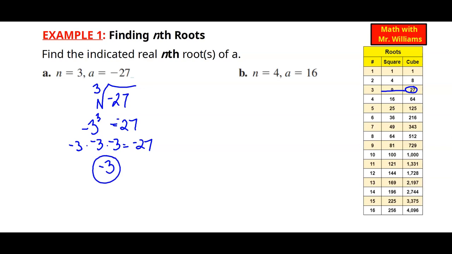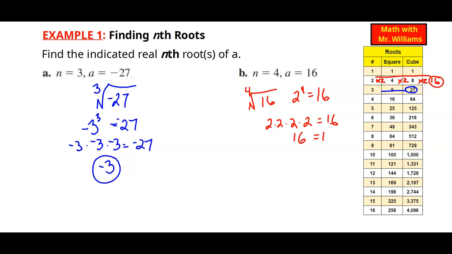On to B. So this time they're looking for the fourth root of 16. So we write that as 4 root 16. And on our table, we can clearly see there is no fourth root column here. So what we're going to do is figure out what would multiply to get the next one. So here we had times 2 times 2 times 2 would get me 16. So I can see here times 2, that would be the fourth one over. So that means my answer should be 2 to the fourth power should get me 16. So if we write that out, 2 times 2 times 2 times 2, does it get me 16? Yes, it does get me 16.